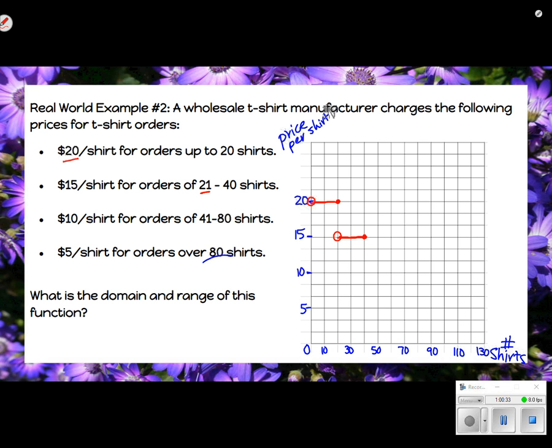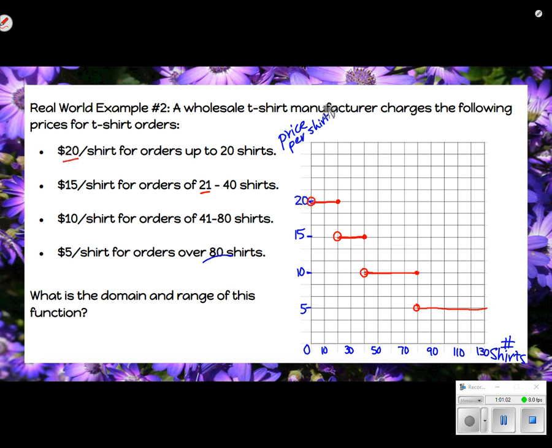And then 41, so I'm going to have an open circle there at 10, 40, 10, and they're going to 80 shirts. So this is a little bit longer of a step. What they're doing is they're trying to encourage you to buy more shirts, right? More shirts equals more business. And then $5 for orders over 80 shirts. So I have an open circle there, and then it's just going to keep on going.